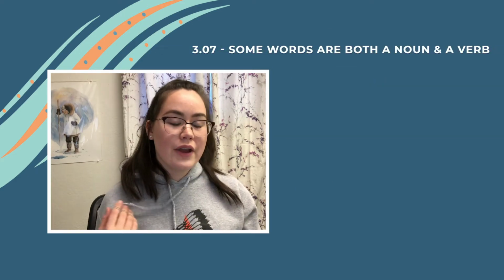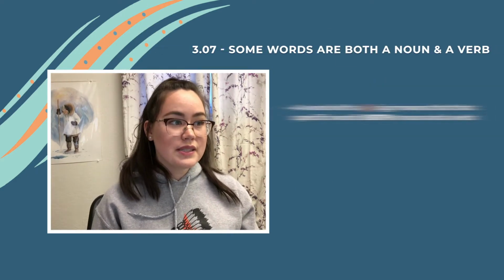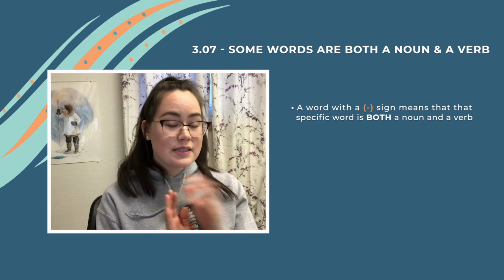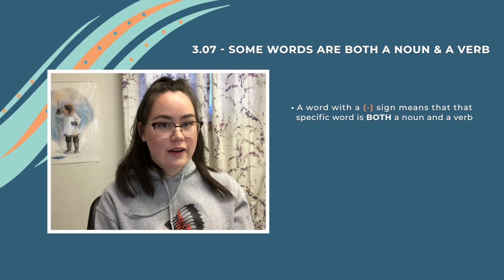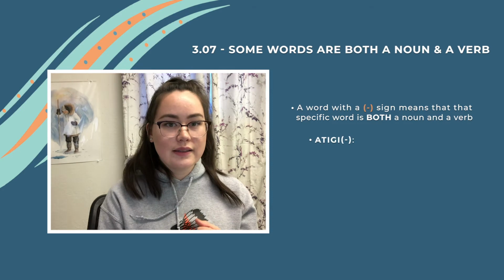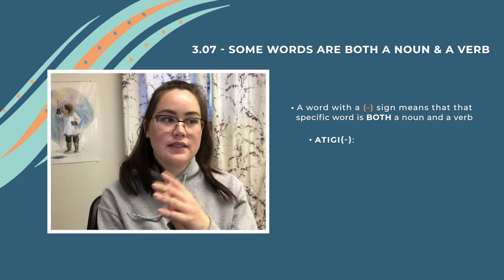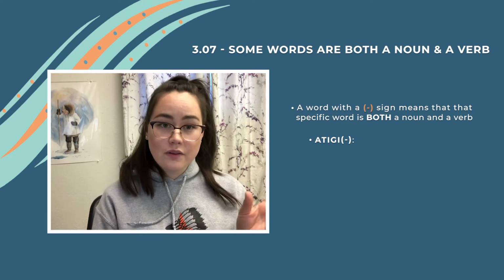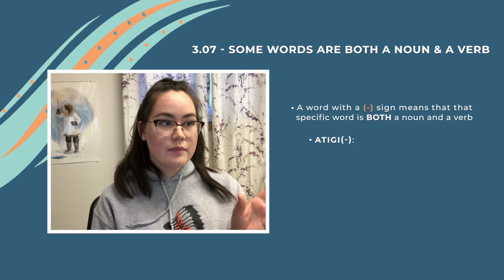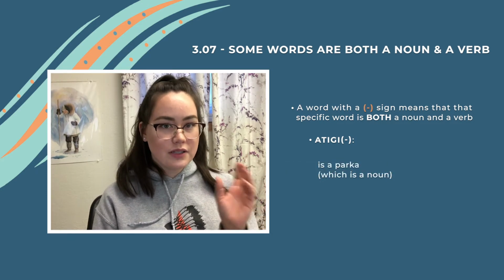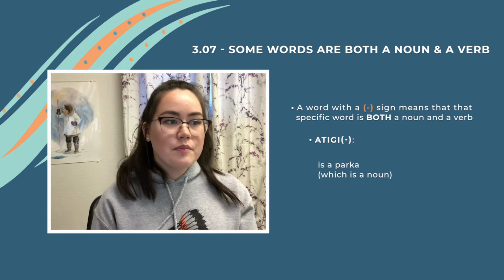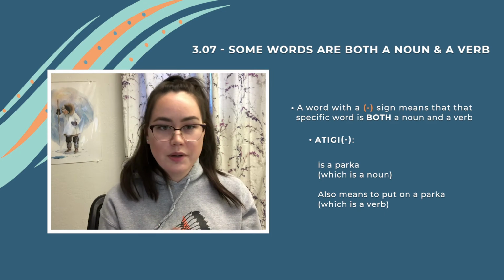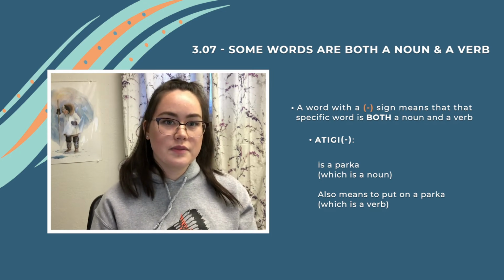Some words are both a noun and a verb. So a word with the sign that is parentheses dash parentheses, this means that that specific word is both a noun and a verb. So for example, the word atigi, and it has that sign, parentheses dash parentheses. So this means that it is a noun and a verb. So atigi can be a standalone word because it means it is a parka, that is a noun. You can use it as a complete sentence, atigi. But you can also use it to say he is putting on a parka, she is putting on a parka, and that is a verb, to be doing something.